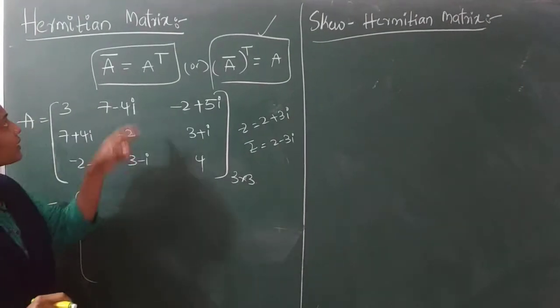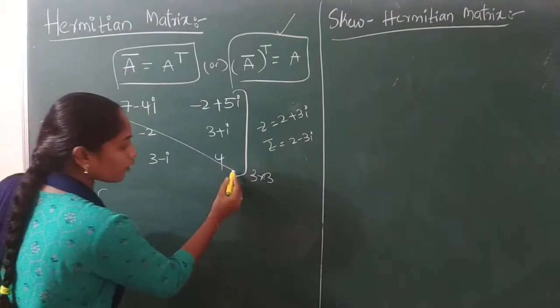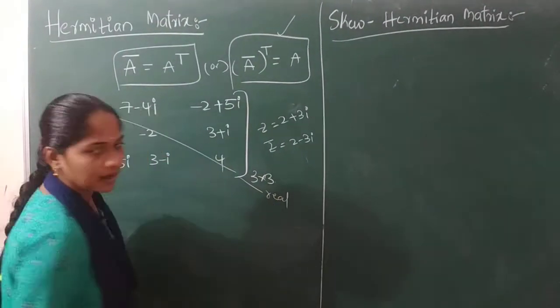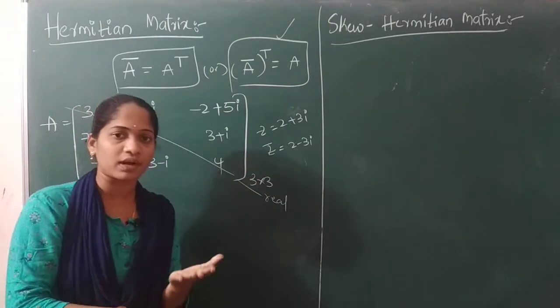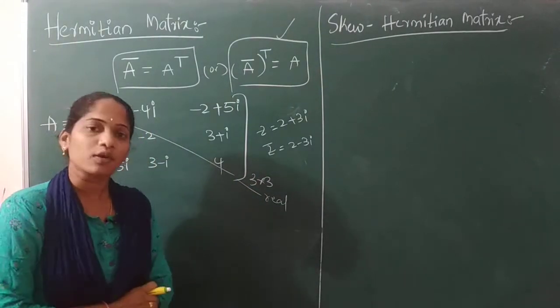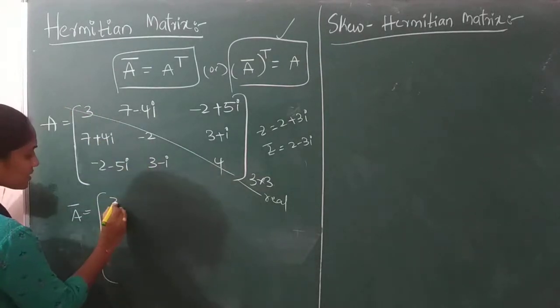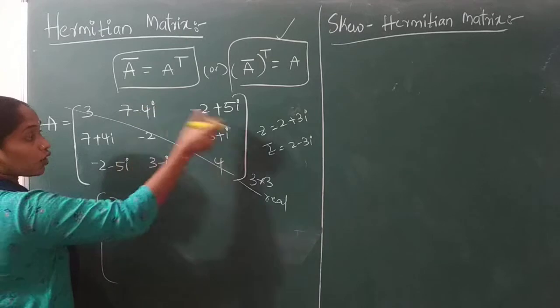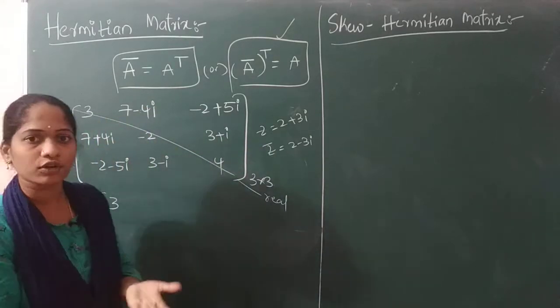In a Hermitian matrix, the diagonal elements are always real. And real numbers won't change if you take the transpose or the conjugate. The real values remain the same, so 3 remains the same. Now, what is the conjugate of 7 minus 4 iota? You can say iota or i.